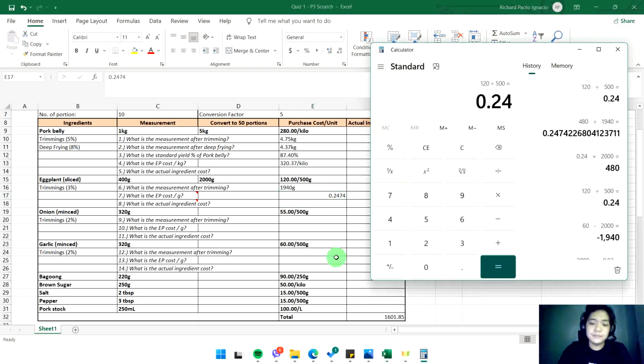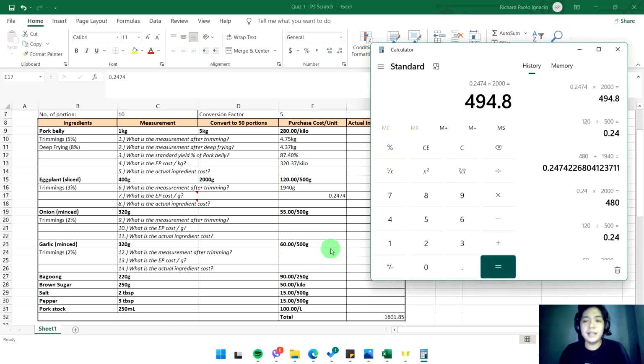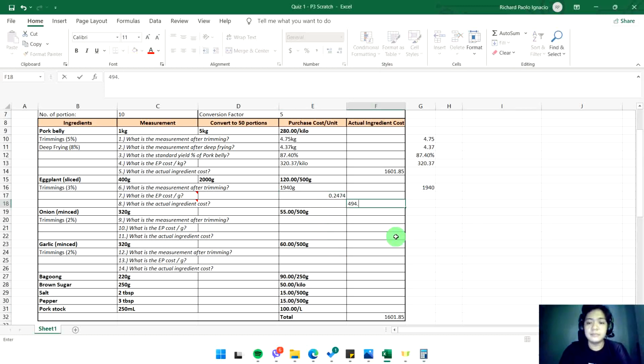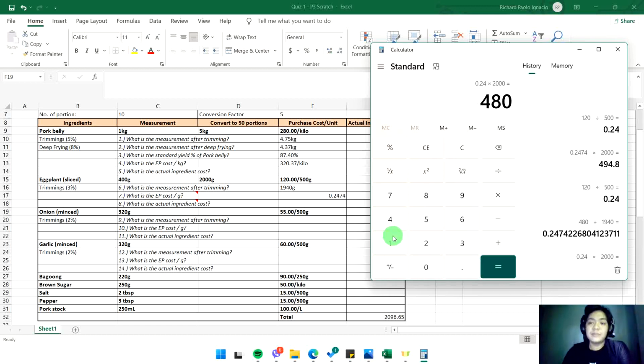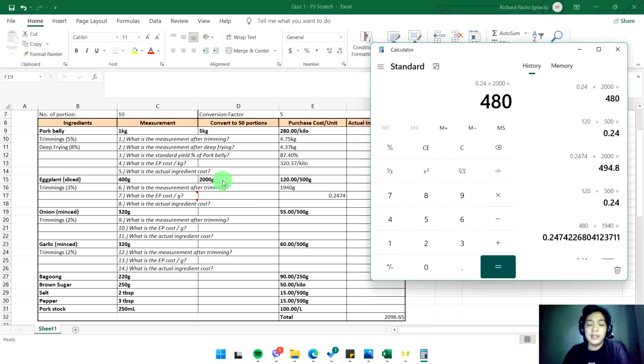Multiply this by 2,000. Makukuha natin yung actual ingredient cost natin ng 494.8. Ayan. Kung napansin niyo, again, uulitin ko, if we will just use the usual way of costing, 120 divided by 500 times 2,000, 480 pesos ang ating actual na binayad para makabili ng 2,000 grams of eggplant.